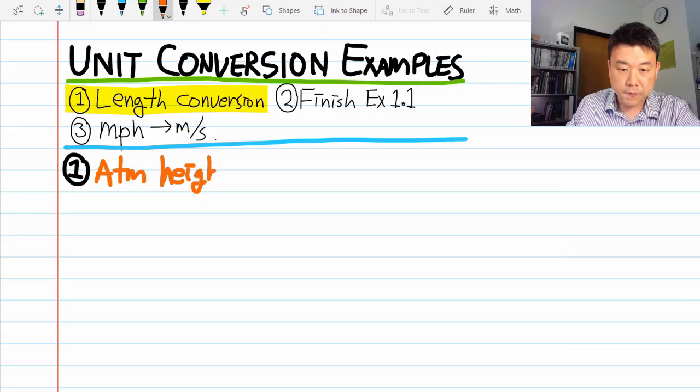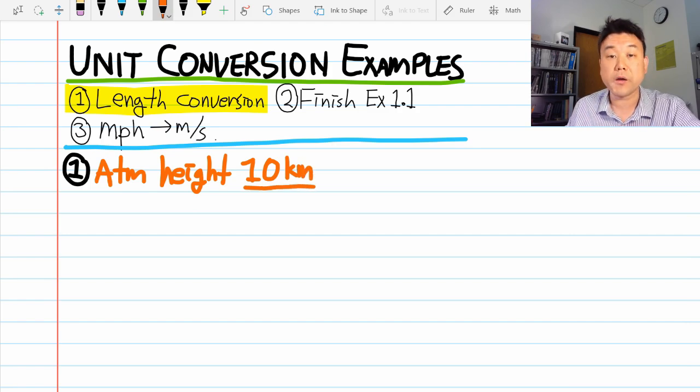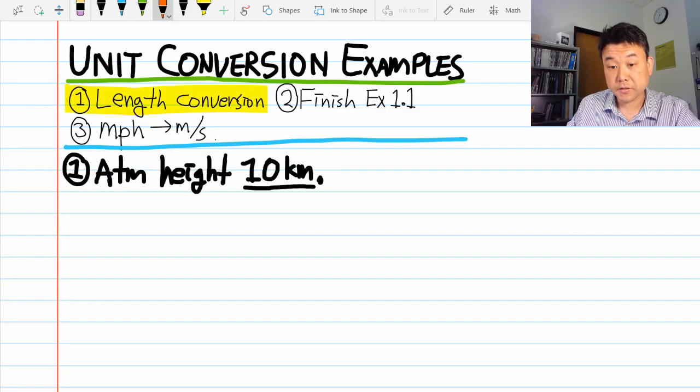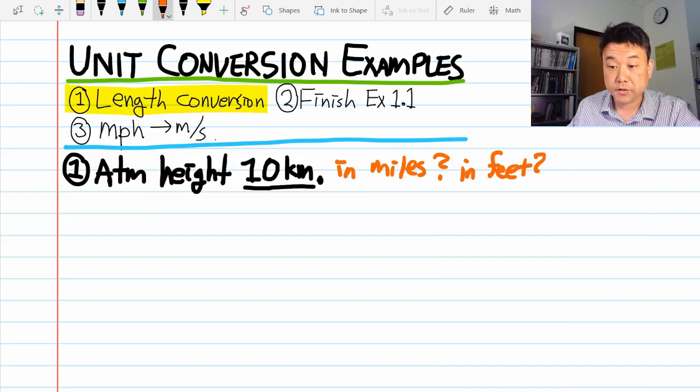So if the atmospheric height is 10 kilometers, well, in the customary or English or imperial units, what is 10 kilometers? So the question is, what is 10 kilometers in, let's say, miles or in feet? Those are the two fairly large length scales that we should be able to convert this into. So we start out with the number 10 kilometers.